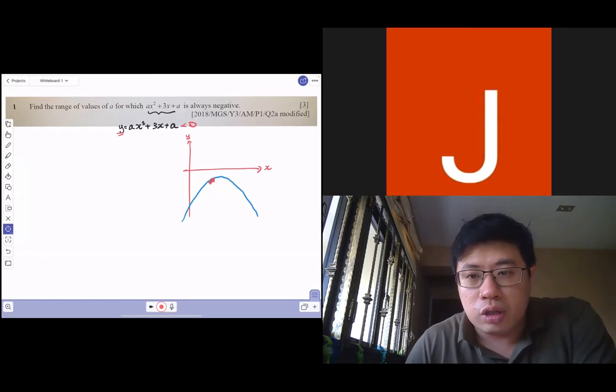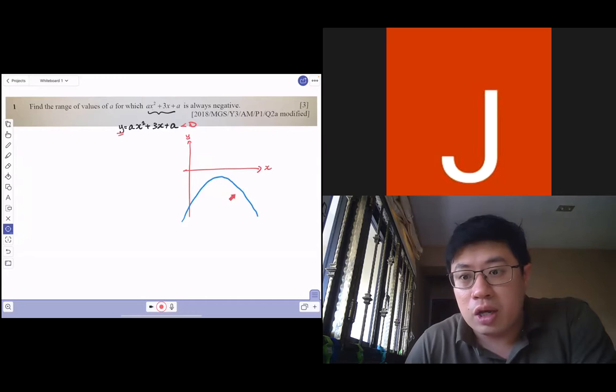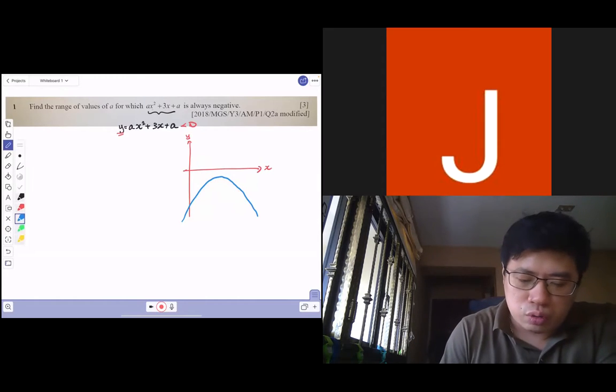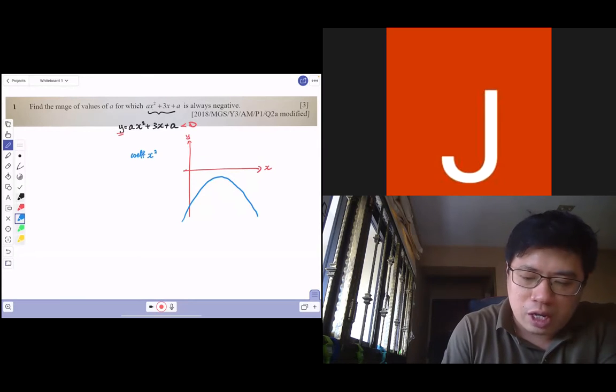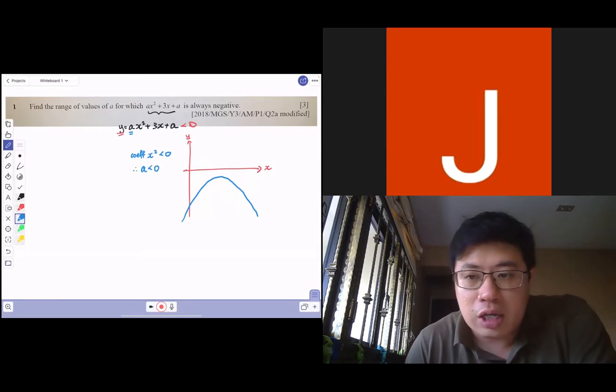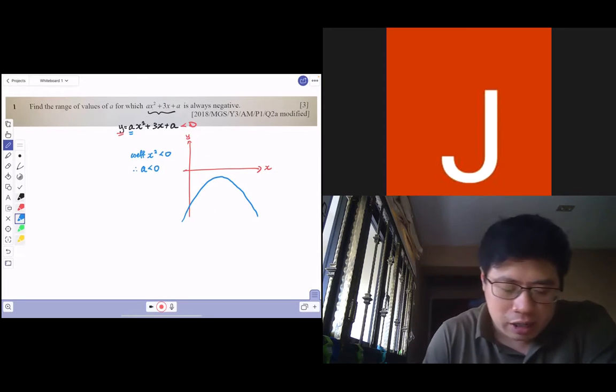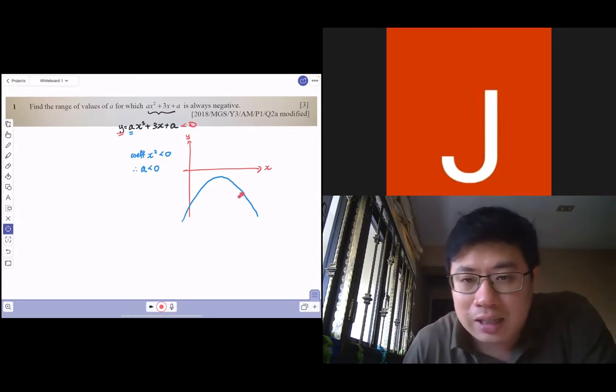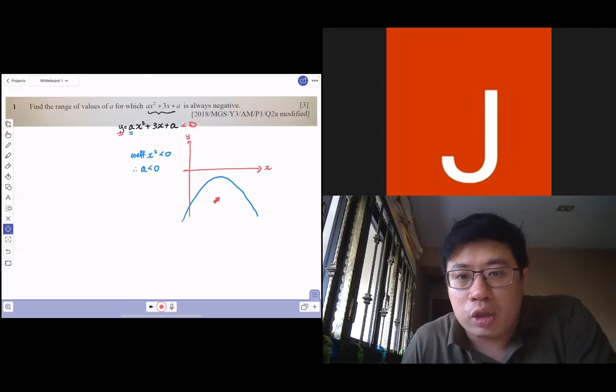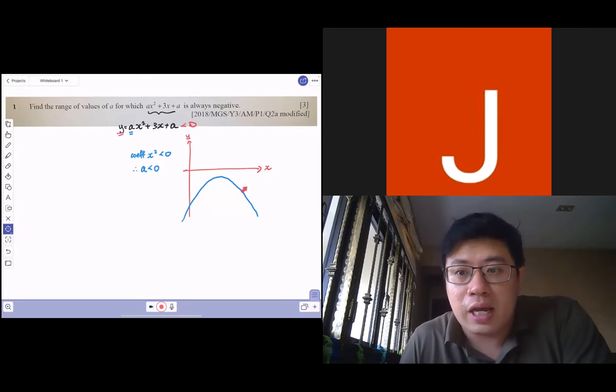So for it to be always negative, you know that it cannot be a U shape. It has to be an N shape. This suggests that the coefficient of x squared has to be less than 0, meaning in this case, your a has to be negative, in order for your graph to be always underneath the x-axis, because we are talking about the y value to be always negative.